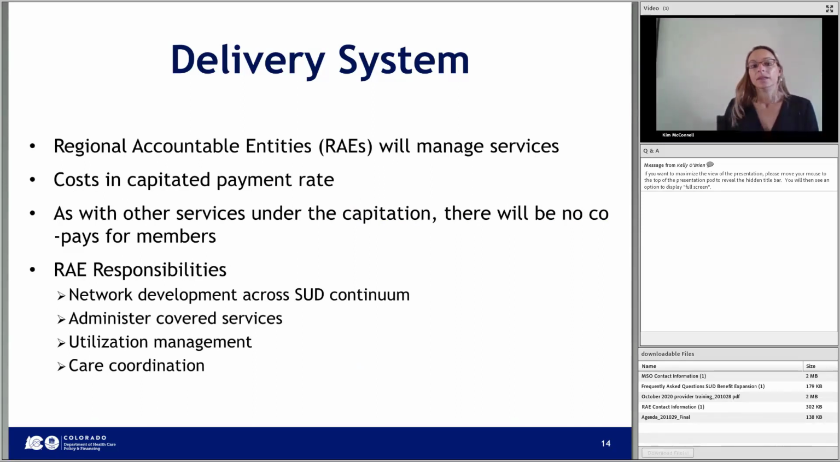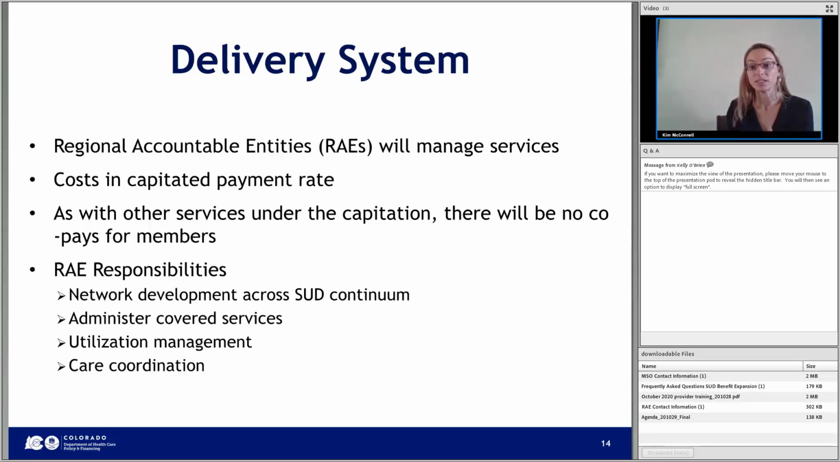Okay. So I mentioned the behavioral health program. The behavioral health services are managed through a behavioral health capitation. So a predetermined amount of money is paid to the RAEs, and the RAEs manage the services from that capitation payment. The SUD residential and inpatient services are being built into the capitation payments that the RAEs receive. As with all the services that are billed under the capitation, there will be no copays, no cost sharing for members.